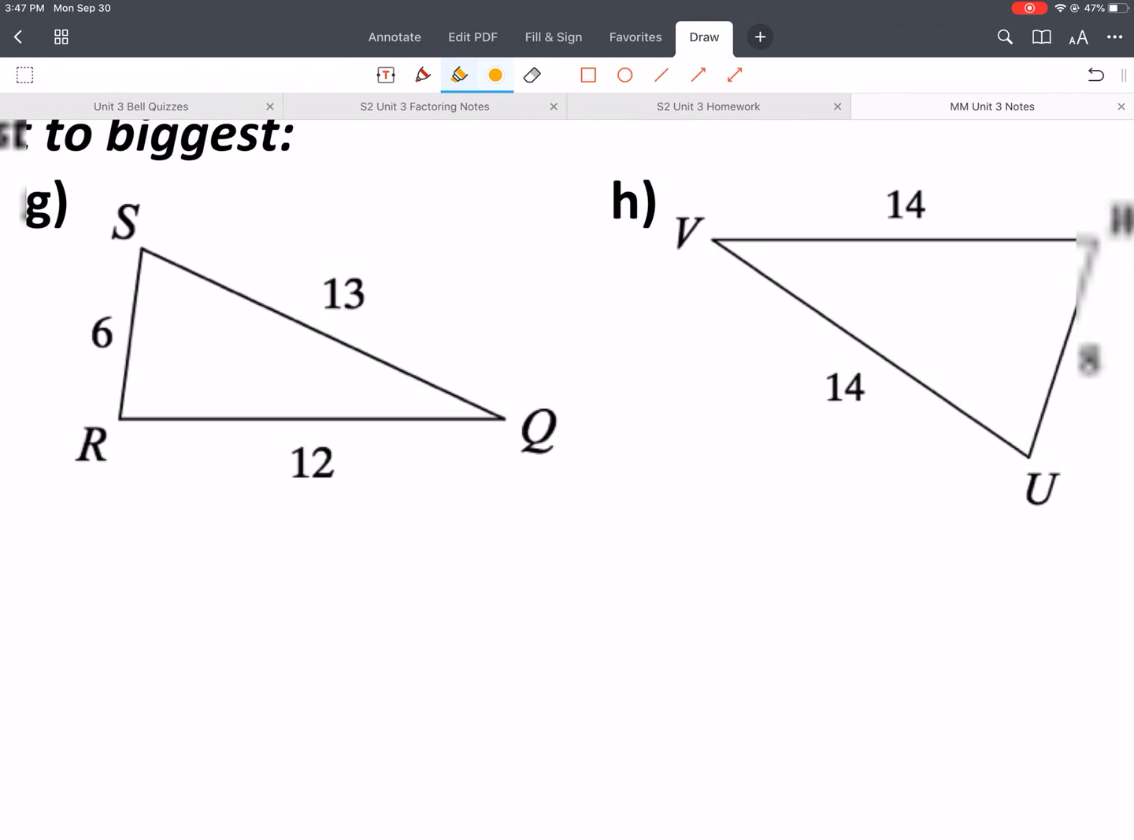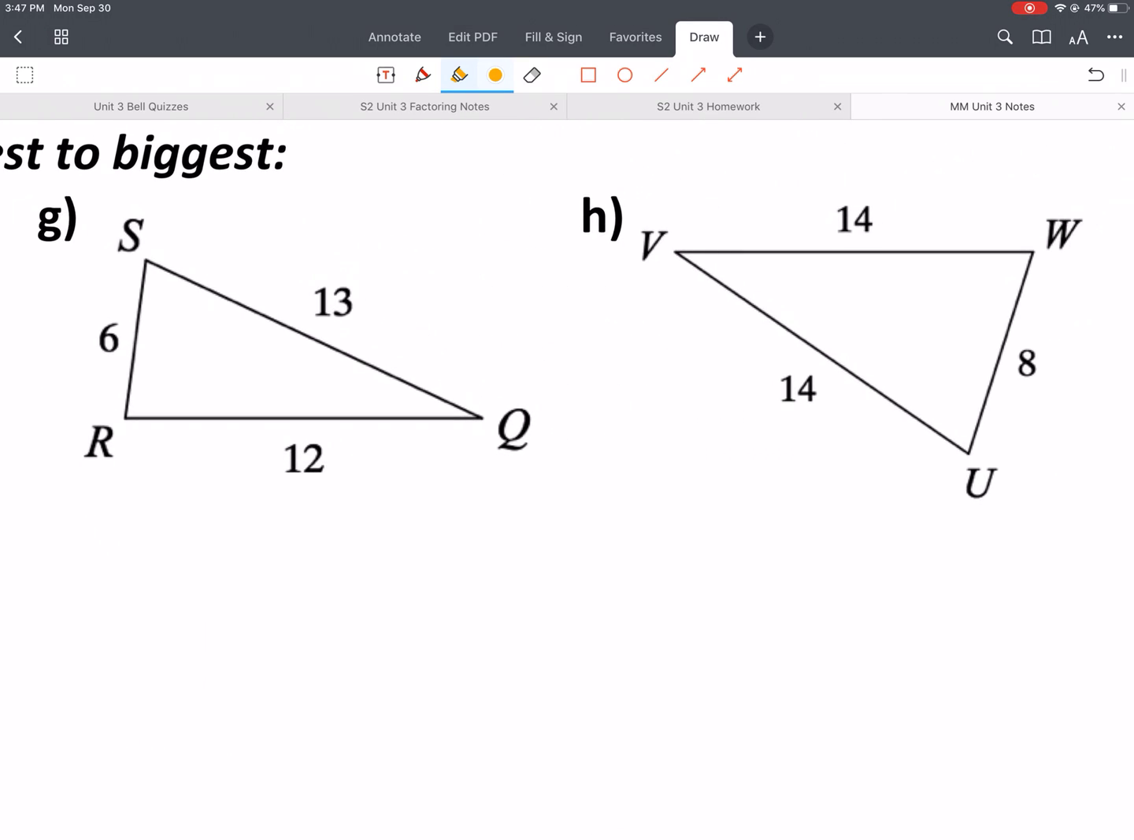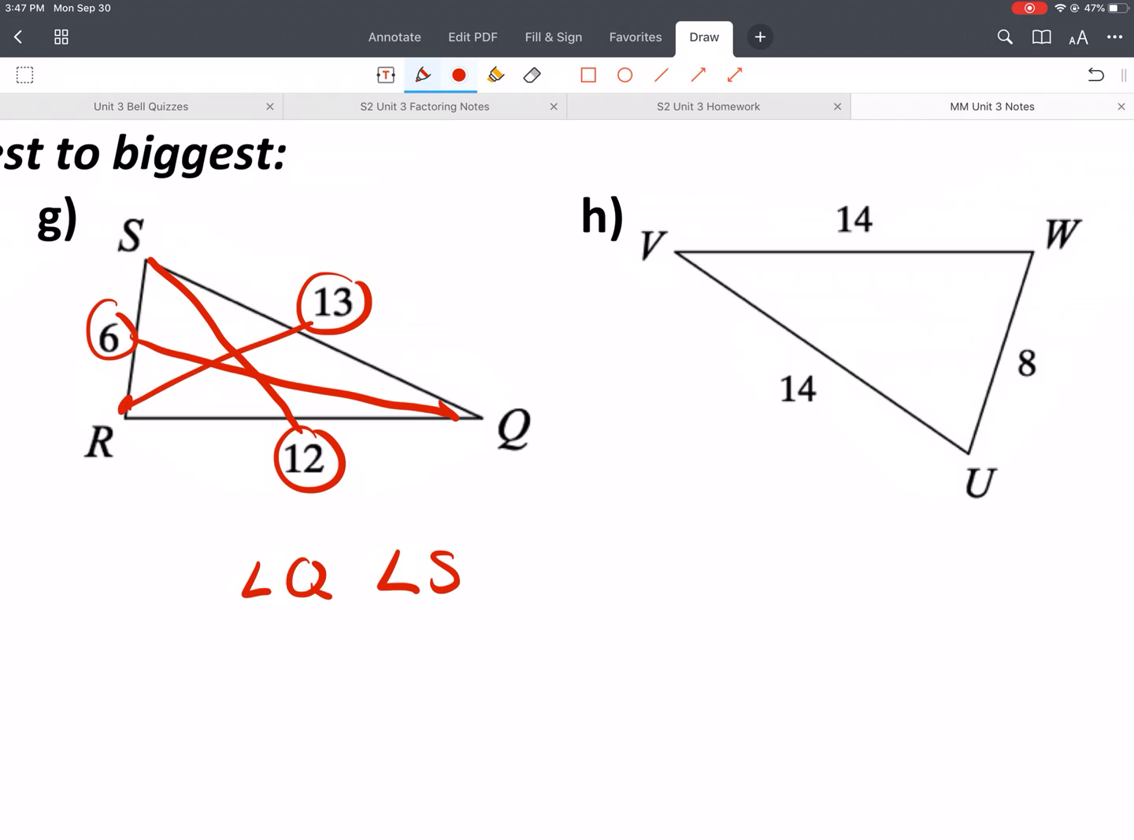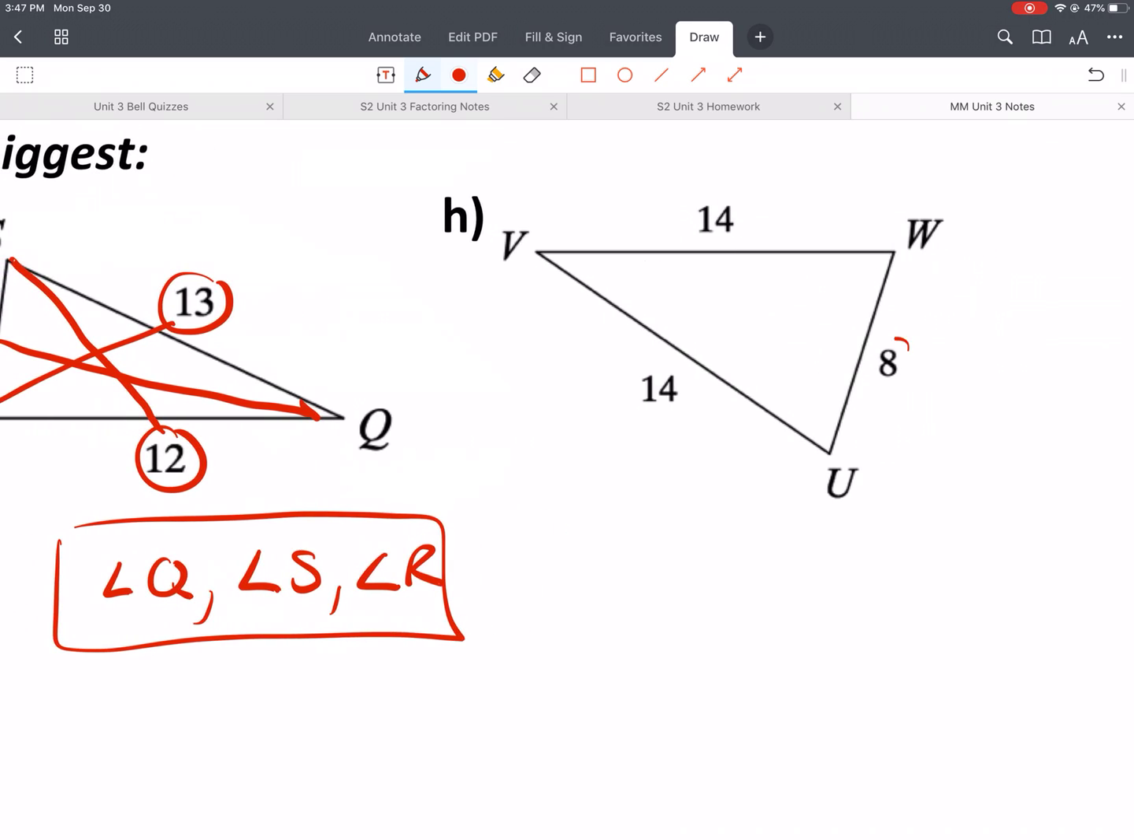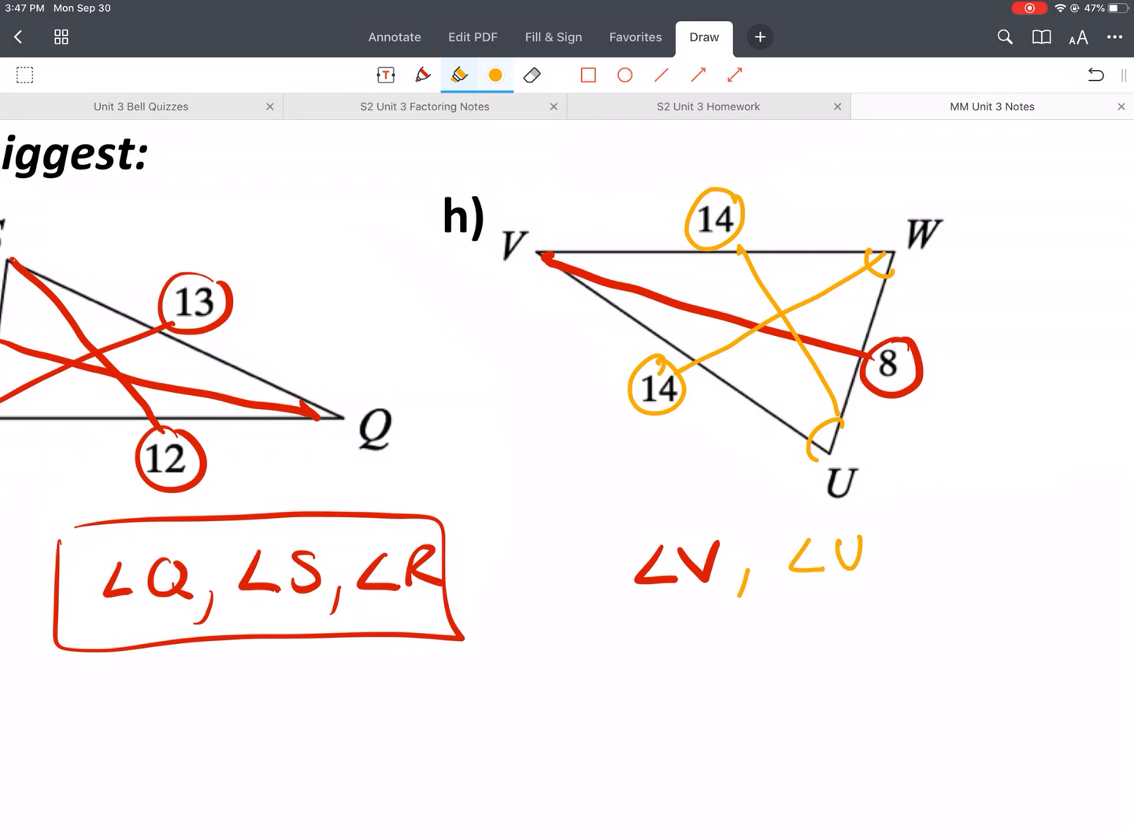Okay, see if you can pause and do G and H. All right, so smallest, angle Q. Next, angle S. Next, angle R. H, smallest. Across from there would be angle V. All right, and these ones are the same length, so the angles must also be the same. So we'd say angle U is equal to angle W.